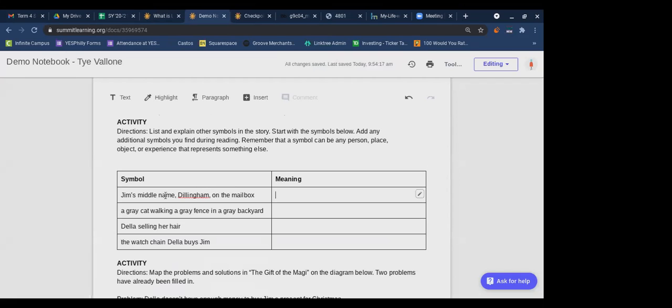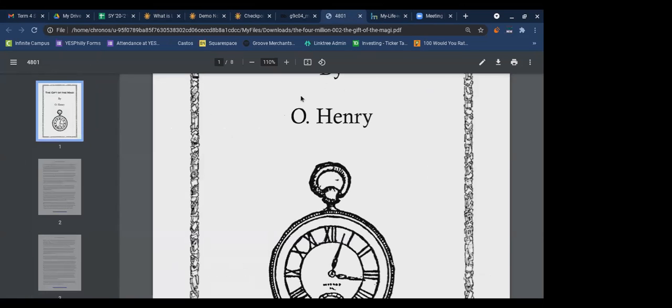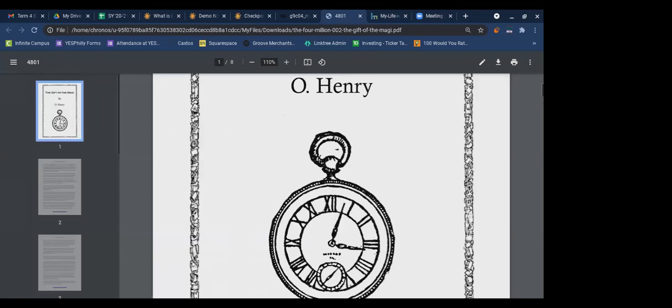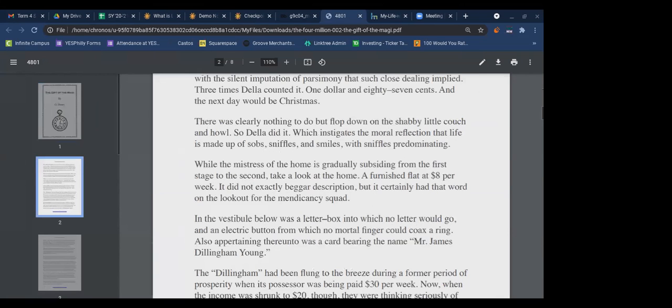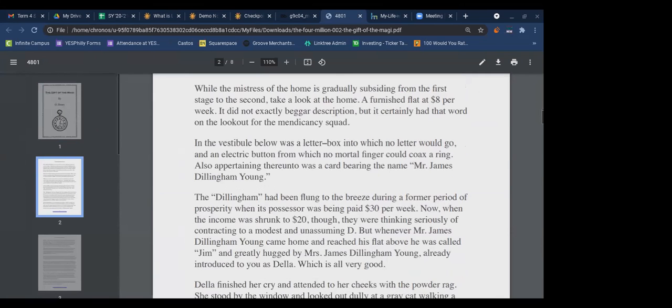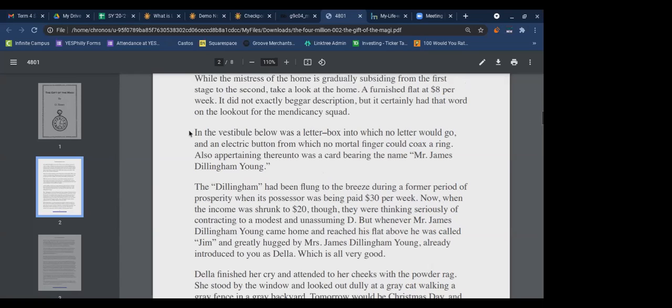The first one says Jim's middle name, Dillingham, on the mailbox. So what we want to do is find that part in the story, reread it, and see if we can pull out what is significant there. If you're following along, you'll find that in the middle of the first page, where the author is describing the house they live in and what it looks like. So we can start right here.